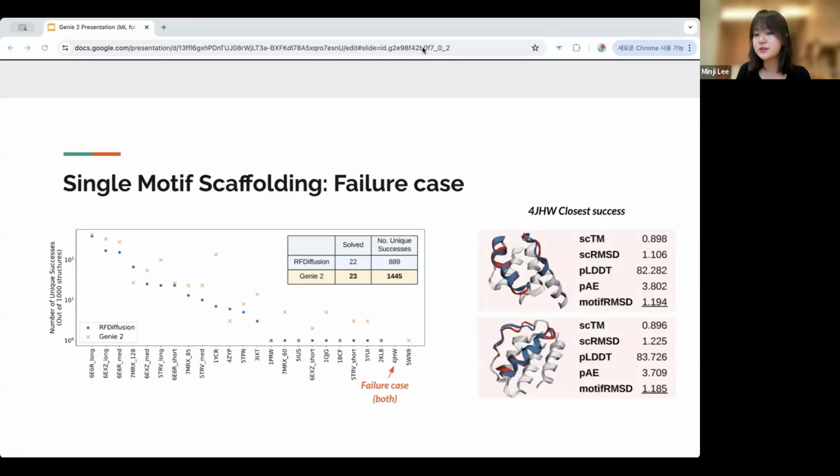So here the three metrics, the self-consistency RMSD, pLDDT, and PAE are within the success range, but the motif RMSD, which compares the design motif structure and the original motif structure, is slightly over the limit. So the RSBF site 0, the 4JHW problem, is a discontinuous motif with two segments, and one of these segments is less structured, which we speculate is harder for the model to design. And this is the reason why the motif RMSD is slightly higher than our criteria.